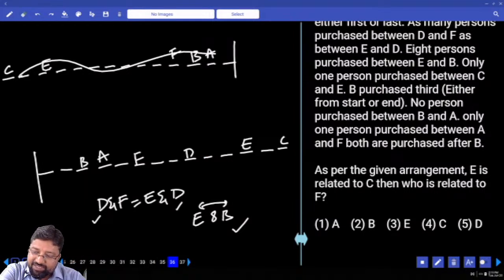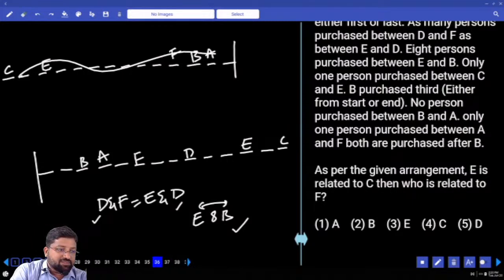As per the given arrangement, E is related to C. E is related to C, 2 places before C. Then who is related to F? A. F is related to A, 2 places before F. Done?